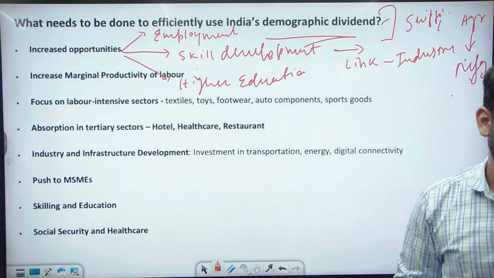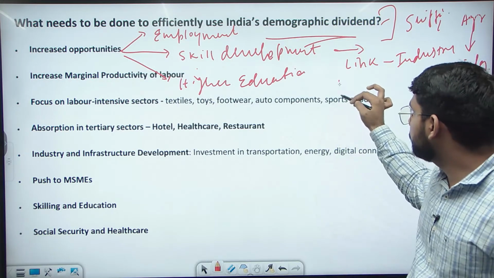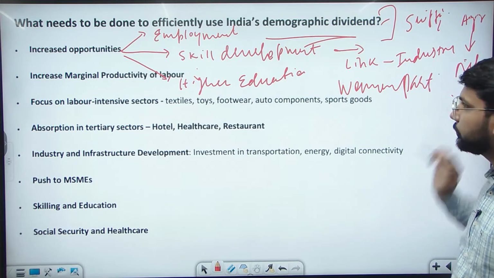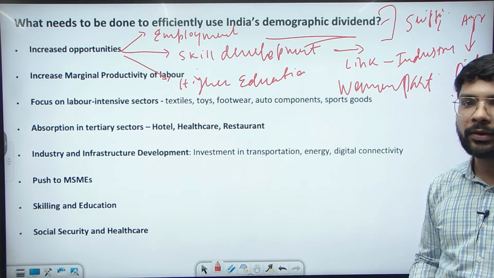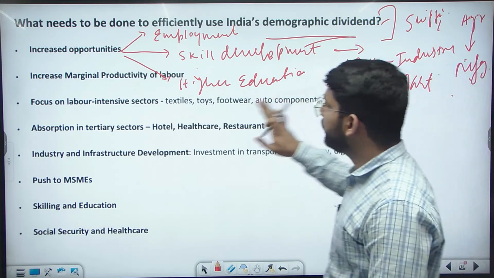demography. Increase of women participation. These are the points you can write when there is an increased opportunity related to the demographic dividend.